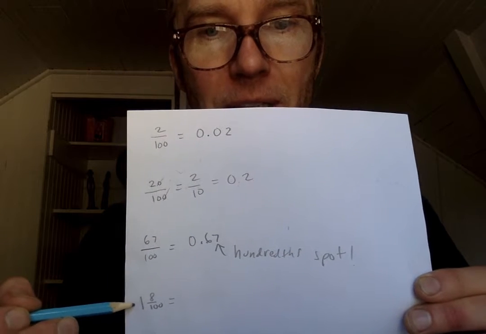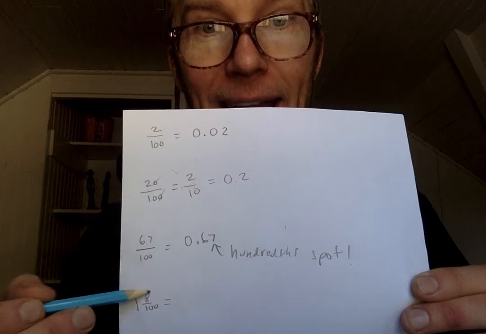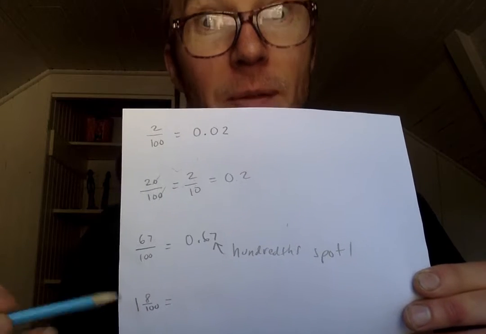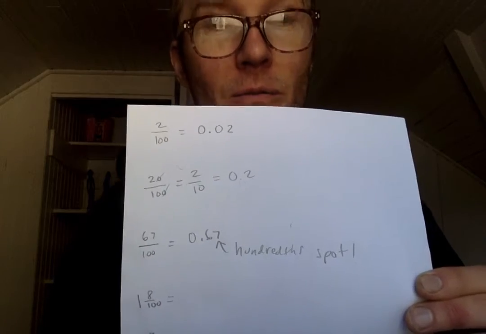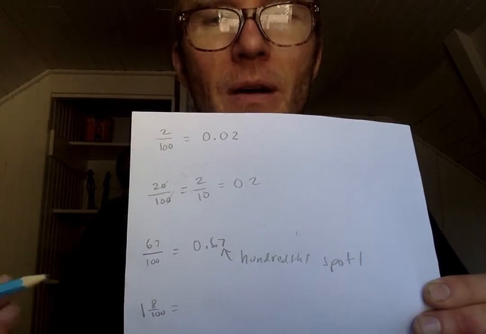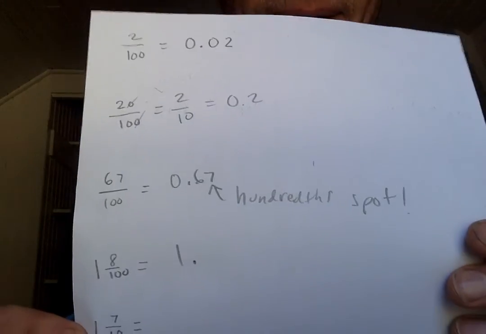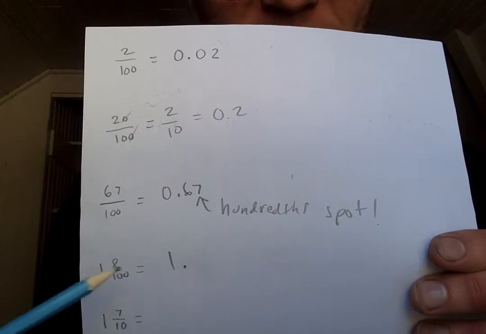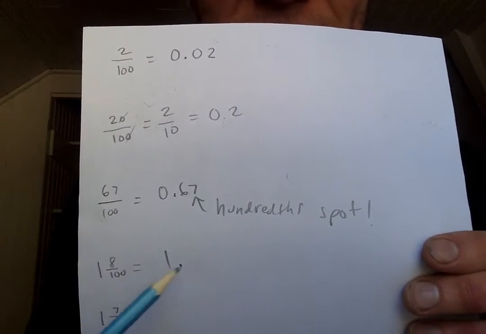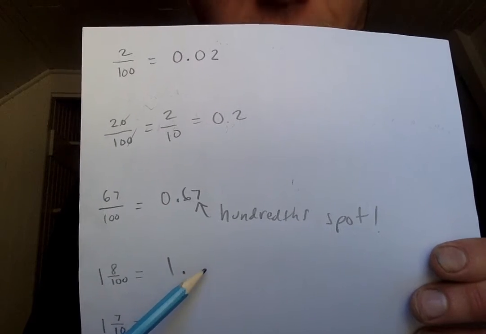Ooh, that looks a little trickier, doesn't it? 1 and 8 hundredths. Well, it's going to be 1 point something, right? Because it's over 1. We got a 1, so it's 1 point something. 1 point what, though? Would it just be 1.8? I don't think so, because notice how it's not 8 tenths, it's 8 hundredths.